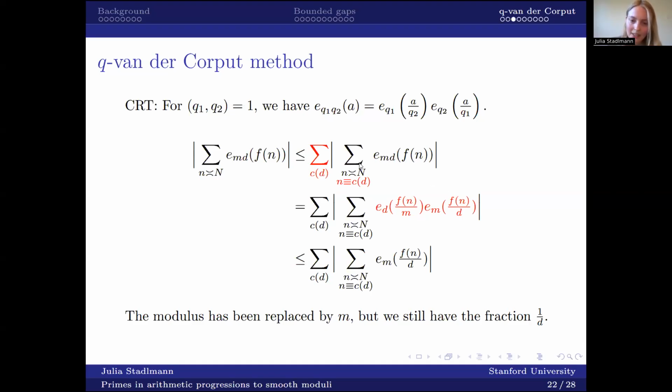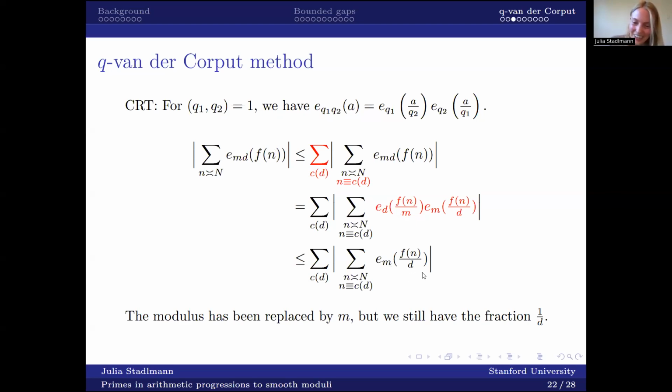Then we apply the Chinese remainder theorem to replace e_{md} of f(n) by e_d of f(n) bar over m times e_m of f(n) bar over d. Here n is in a fixed residue class mod d, and so that means f(n) over m is fixed mod d, so this factor is a constant, and we can just remove it. Removing it, we have a sum of e_m of f(n) over d. At first it looks like we've already gotten rid of the modulus, because it's e_m instead of e_{md}, but we still have the d inside here. So not really anything has happened yet. There's still an over d.